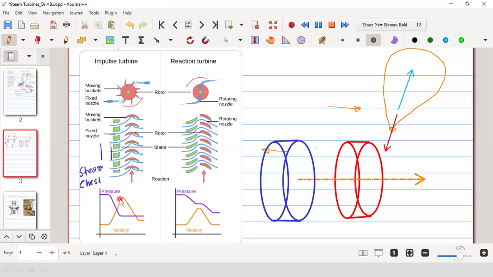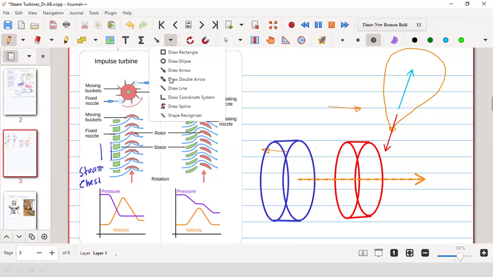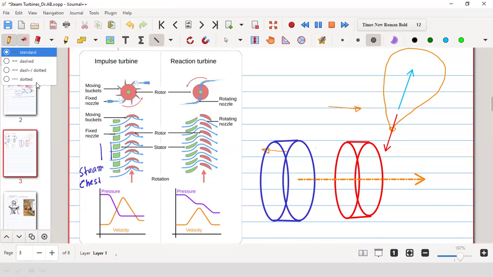Okay. Next, what is happening? This change is happening within the nozzle only. We have not yet touched the blade. So this part is up to the nozzle. You can verify from a particular straight line. So you can see it. This is the nozzle. So whatever is happening is within the nozzle.